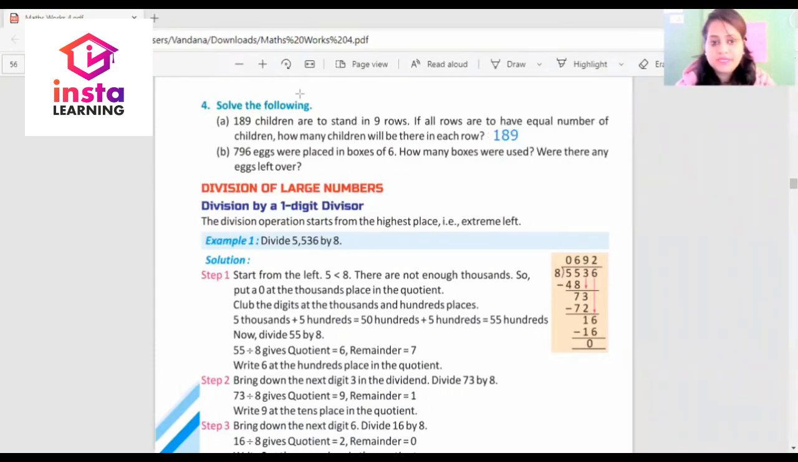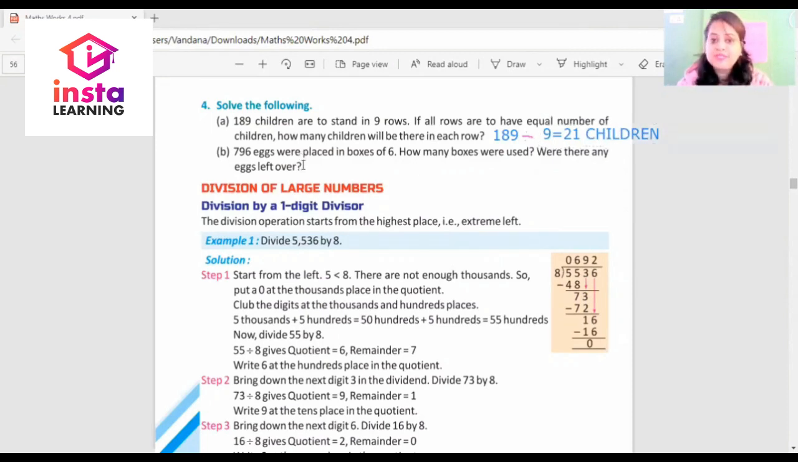Write the number here, write the divide sign like this, and write number 9 here. Okay, so you will get the answer. Your answer is 21. It means in each row there are 21 children. It's very easy, students. 21 children in each row.